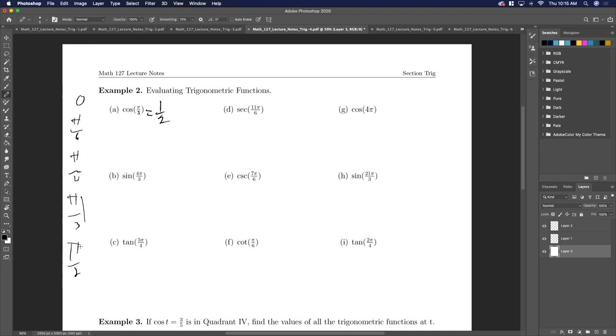All right, so let's talk about, if I only have these numbers memorized in my head, how do I do something like 4 pi over 3? Well, I just figure out what quadrant 4 pi over 3 is, right? So 4 pi over 3 should be in this quadrant, right? And so here I can tell if it's positive or negative.